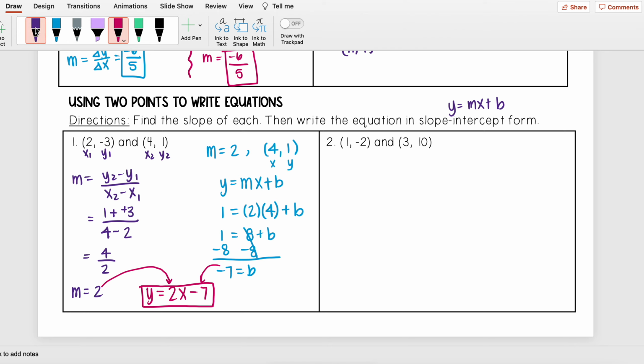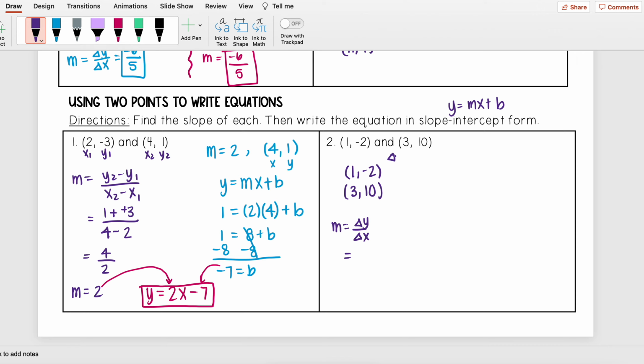Okay, let's try another one. So first step, I always want to find my slope first, so I want to go ahead and use my stacking method on this one. I don't mind whichever one you choose to do. You do not have to do both. Just choose whichever one works better for your brain.